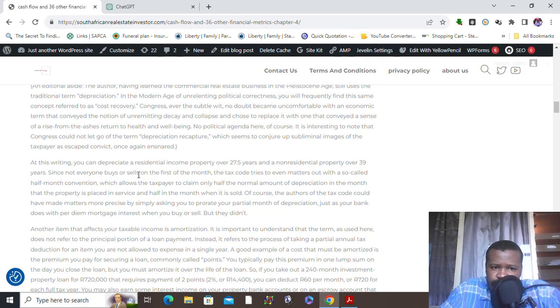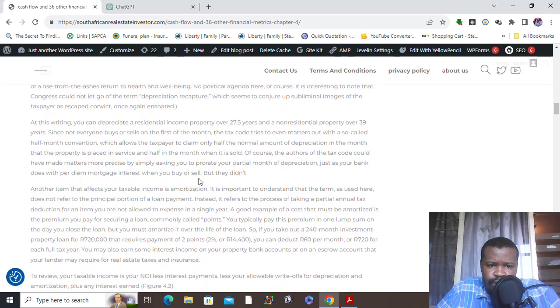Since not everyone buys or sells on the first month, the code tries to even matters out with the so-called half-month convention, which allows the taxpayer to claim only half the normal amount of depreciation in the month that the property is placed in service and half in the month when it's sold. Of course, the authors of the tax code should have made matters more precise by simply asking you to prorate your partial month of depreciation, just as your bank does with your per diem mortgage interest when you buy and sell. But no, they didn't.